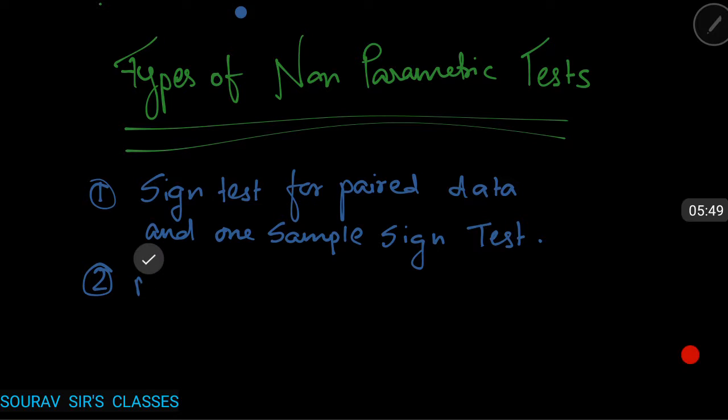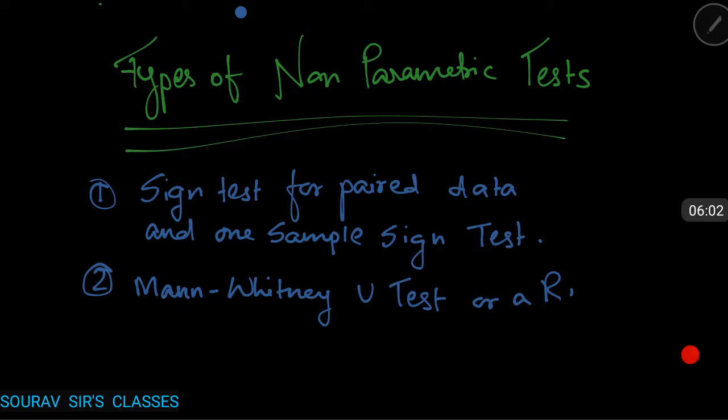Number 2. Mann-Whitney U-test or a rank sum test. This test is used to determine whether two independent samples have been drawn from the same population.